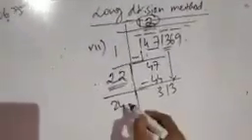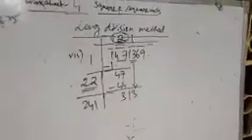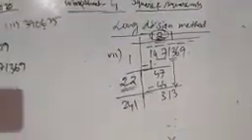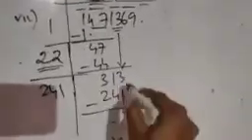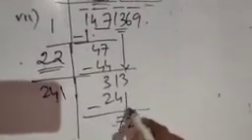Now put 1. If we put 1 here, we will also put 1 there, because if we put greater than 1, we cannot subtract that number from 313. That's why we will put 1. So 1 into 241 will be 241. Now subtract. Clear? 72. Again, the two digits 69.